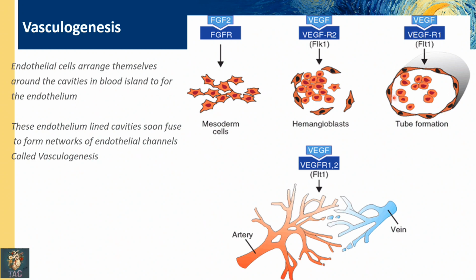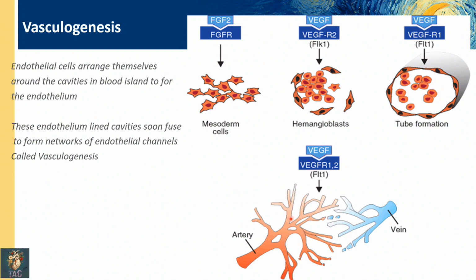So in this diagram you can see the cells derived from these hemangioblasts arrange themselves to surround the cavity, and they will form the endothelial cells. This process is regulated by the vascular endothelial growth factors, which regulate the endothelial cell formation. Then these endothelial lined cavities soon fuse to form the endothelial channel, and the process is called vasculogenesis.